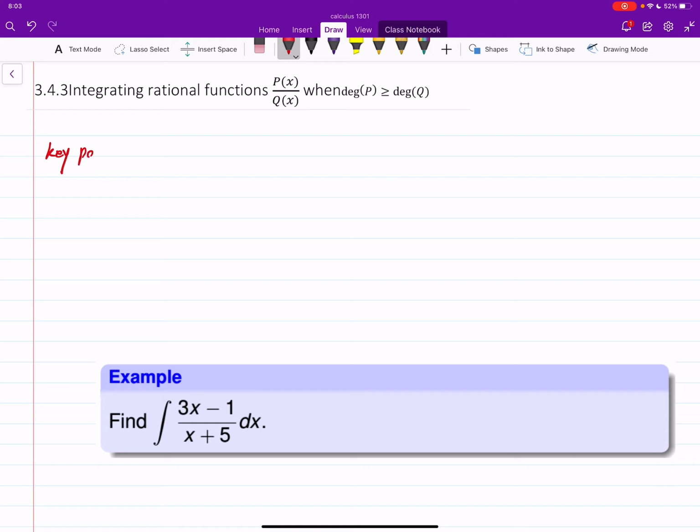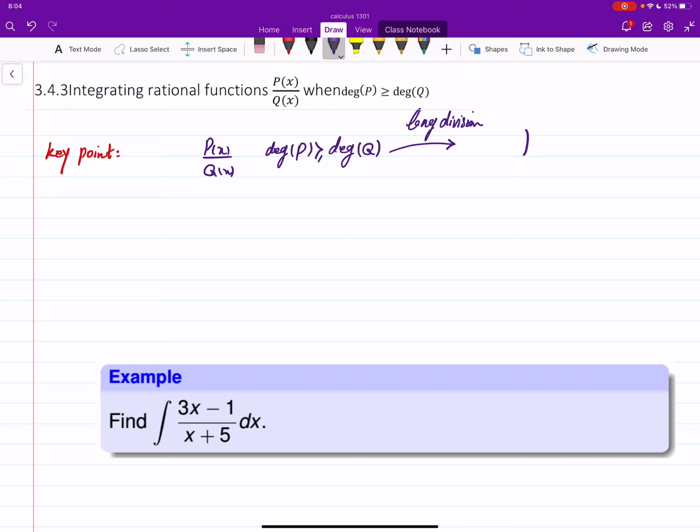So the key point here is that you start with P over Q, and you know that the degree of P is bigger than or equal to the degree of Q. We cannot integrate this. What we do is transform this into something else. How do we do that? We apply long division for polynomials. If you don't remember what long division was, please check your book. In OpenStax, there is a source that you can go and check to make sure that you understand.